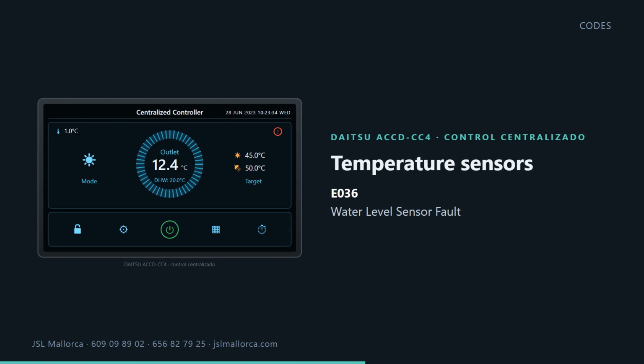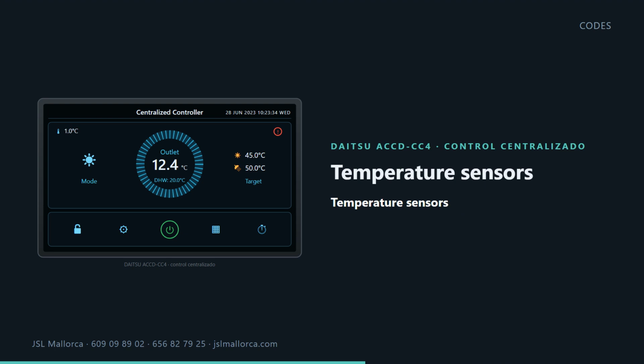Code E036. Water level sensor fault. It happens because open circuit or short circuit of the water level sensor. All of these are sensors, the part that measures a temperature and reports it to the machine. It's by far the biggest group, and also the most forgiving. A loose or broken sensor gets replaced and that's the end of it.